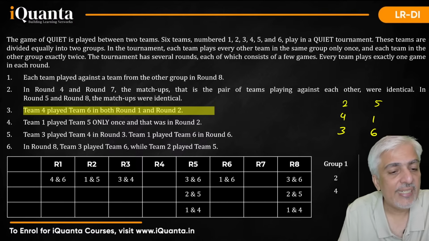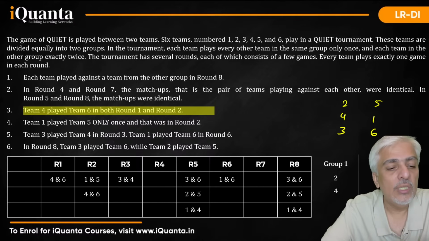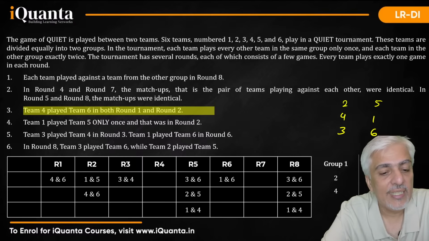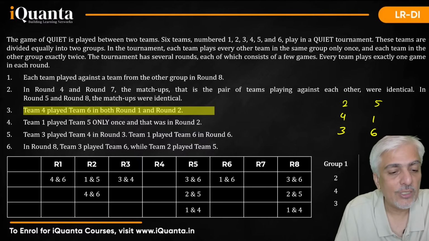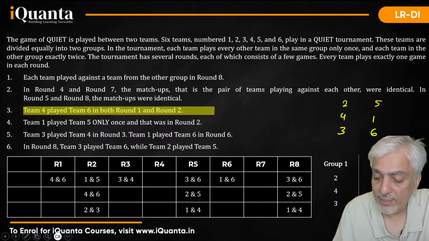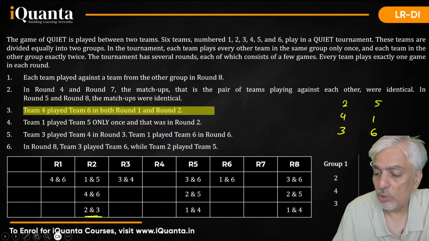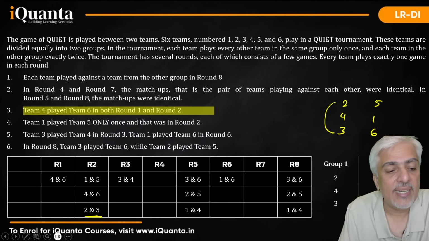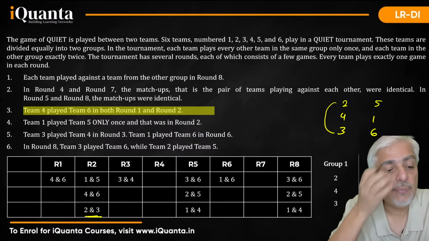So team 4 played team 6 in round 1 and round 2. Now round 2 का मुझे दो matches मिल गया है. So I can get the third match also. That's going to be very straightforward. So 2 and 3 will play over here. Now 2 and 3 are going to play only one time. That data is done now. 2 and 3 have already played.